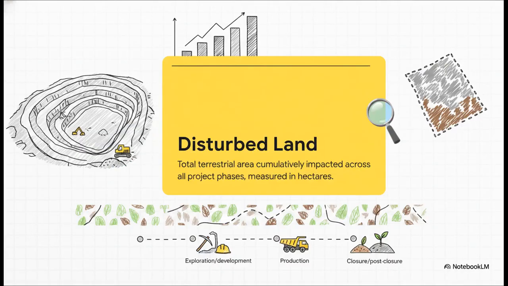So how do you measure a permanent alteration like that? Well, to track this impact, companies actually have to quantify what the standard calls their disturbed land. Think of this as a massive running tab, measured cumulatively in hectares. It represents the total footprint of the quarry from the absolute moment they arrive, during exploration and development, straight through production, closure, and even post-closure. Literally every single hectare they touch goes onto the balance sheet as disturbed land.